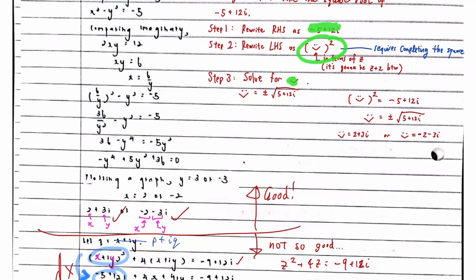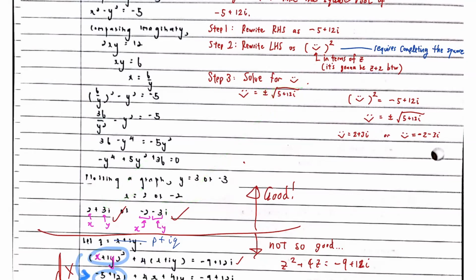Then what can you do? Now solve for happy face. So you need plus or minus the square root of -5 plus 12i, which we already solved just now to be this, which is what you got just now: 2 plus 3i and -2 minus 3i. Then after that, you can solve for happy face. In this case, happy face, I believe, is z plus 2.